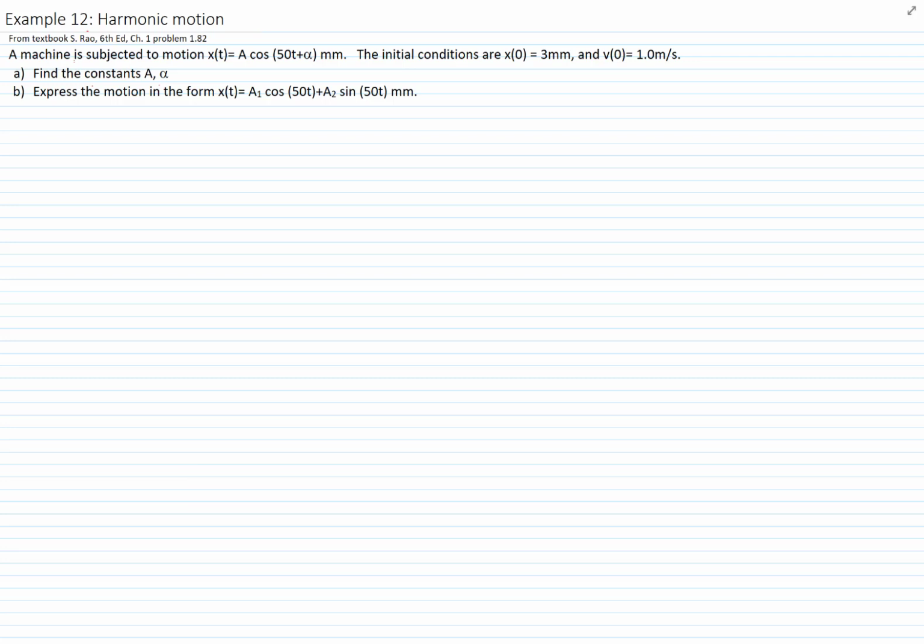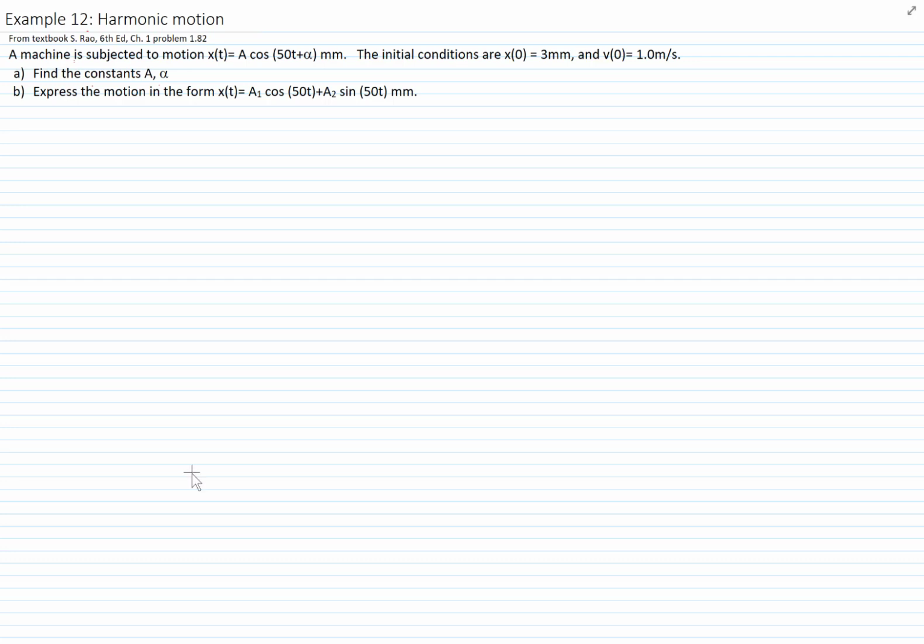In this example, we will deal with harmonic motion. This is example number 1.82 of the textbook. A machine is subjected to a motion x as a function of time, A cosine of 50t plus alpha, and the initial conditions are x(0) = 3 millimeters and velocity at 0 = 1 meter per second. We want to find the constant A and the angle alpha.